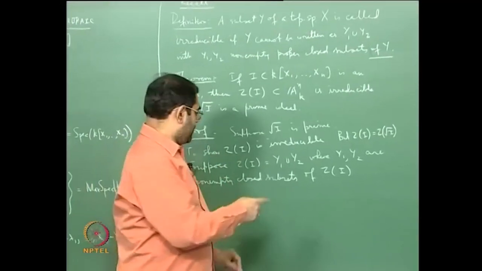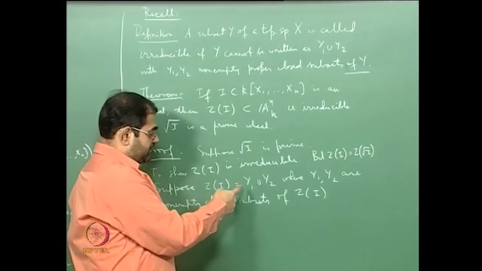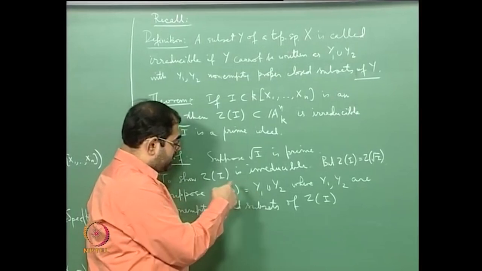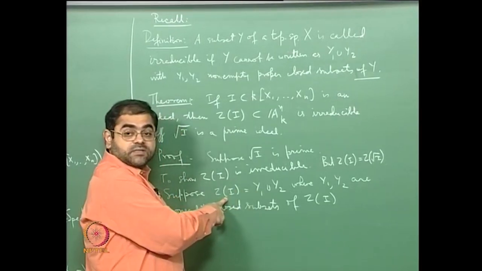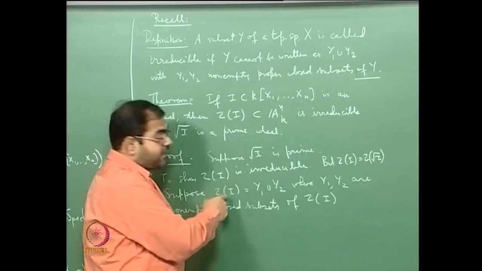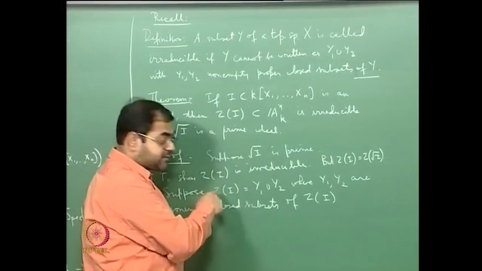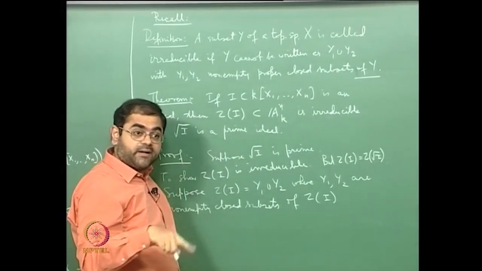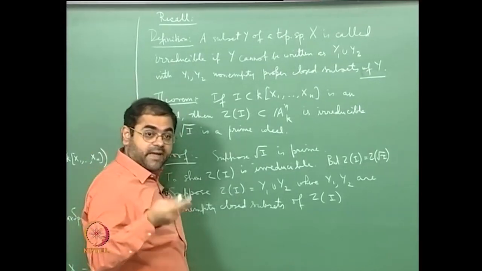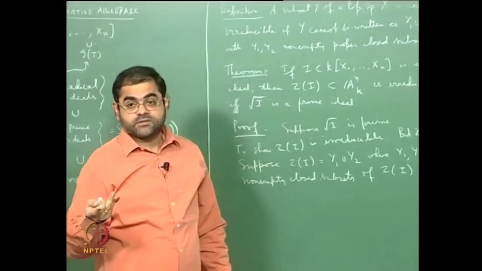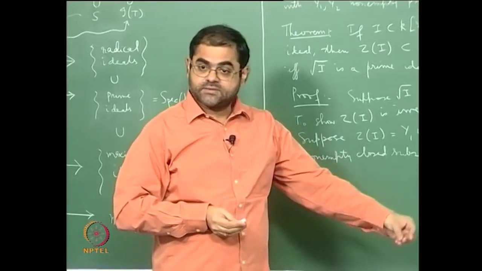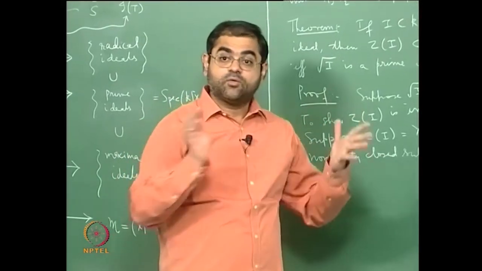In other words, when I say Y1 is a closed subset of Z of I, it means Y1 is Z of I intersected with a closed subset of X. But Z of I itself is closed in X, and if I intersect with another closed subset of X, the intersection of finitely many closed subsets is again a closed subset, because the axioms for a topology, if you take the axioms for closed sets, tell you that if you take any finite number of closed sets and take the intersection, the result is again a closed set in the whole space.